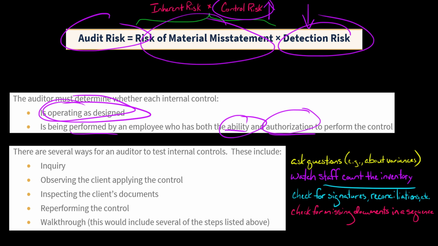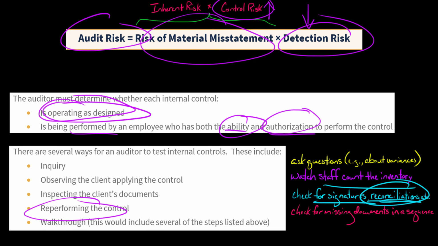Now, in terms of inspecting the client's documents, this would be things like checking for authorization, like, okay, there was a purchase order or there was a requisition of raw materials into production. Did somebody authorize that? How would you do that? Well, you check for signatures on the documents. Also, you can check that reconciliations were performed. Maybe we're talking about the usage of raw materials and how much was scrapped, how much was actually used in production, and so forth. The auditor can check to see, okay, is there some evidence there actually was a reconciliation performed? Did somebody actually sign off on this material being transferred from one department to another?